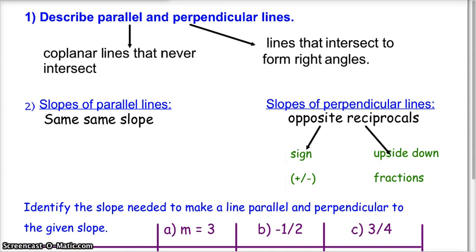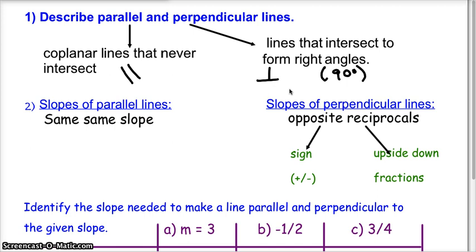Describing parallel and perpendicular lines. Parallel lines are coplanar lines that never intersect. The definition of coplanar means lines in the same plane. Perpendicular lines are lines that intersect to form right angles, and again, right angles are always 90 degrees. When we deal with parallel, the symbol is generally two slanted lines, and in perpendicular, it looks like this.